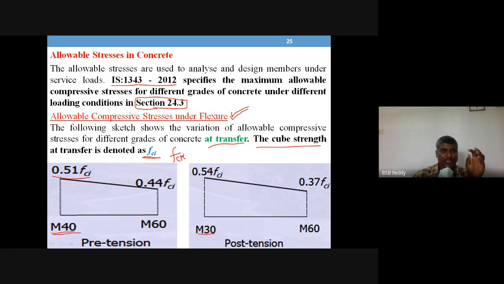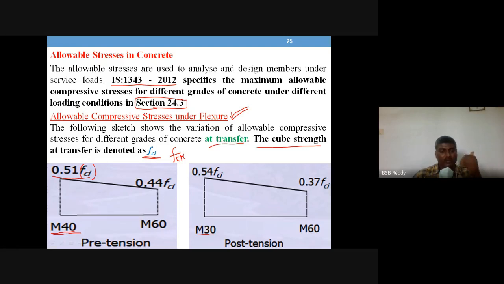Compressive stress under flexure is permitted at 0.51 times the initial cube strength, or the cube strength at transfer. So maybe it depends on the number of days at transfer that you make. What does this mean? Only 51% of the strength of concrete is permitted.